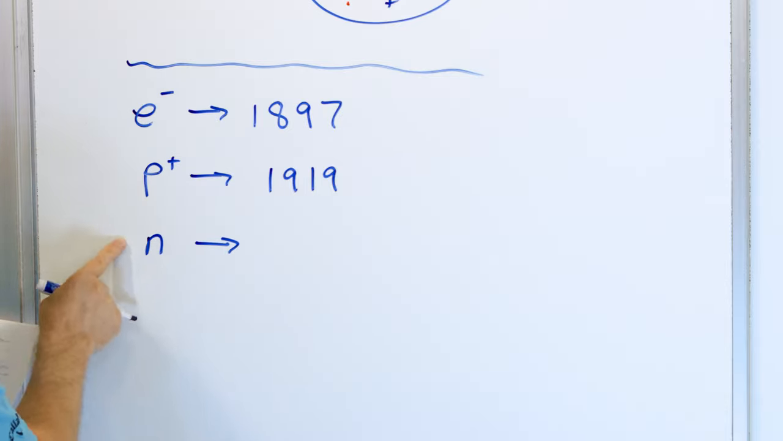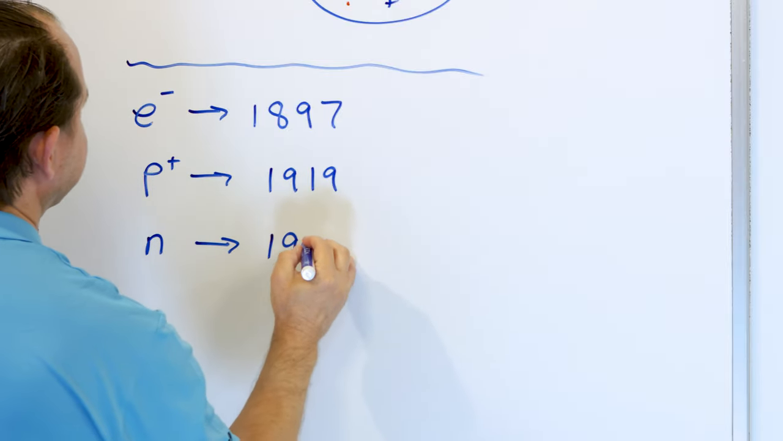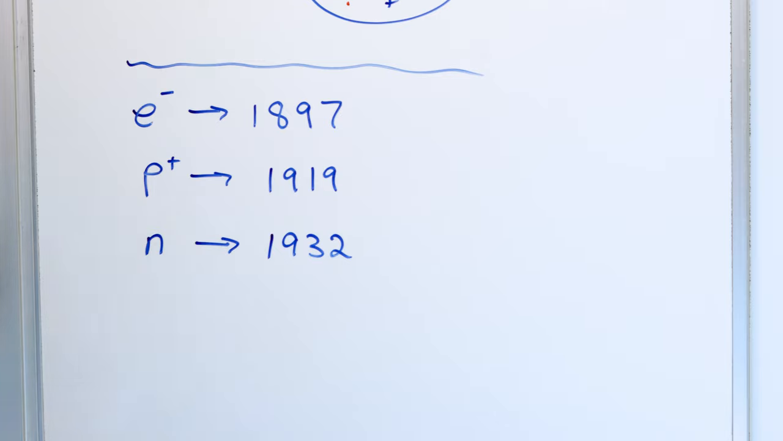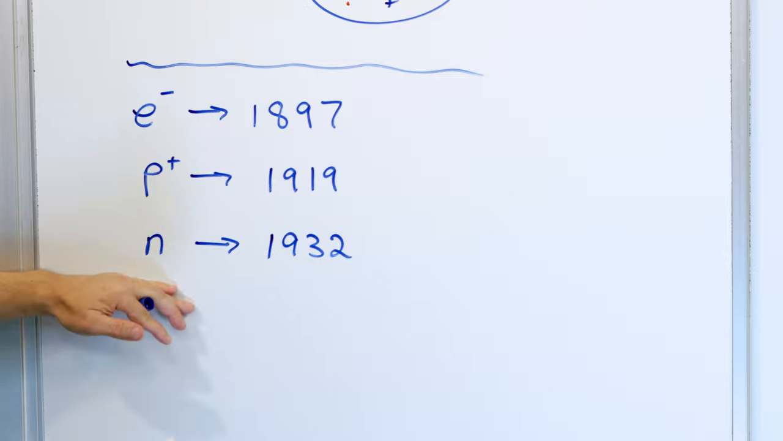Protons and neutrons have about the same mass, very close. But the neutron has no charge. And we figured out in 1932 that neutrons existed. So literally less than 100 years ago, we didn't even know that neutrons existed at all.